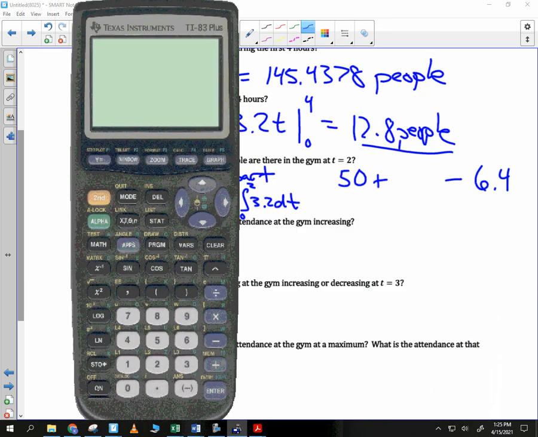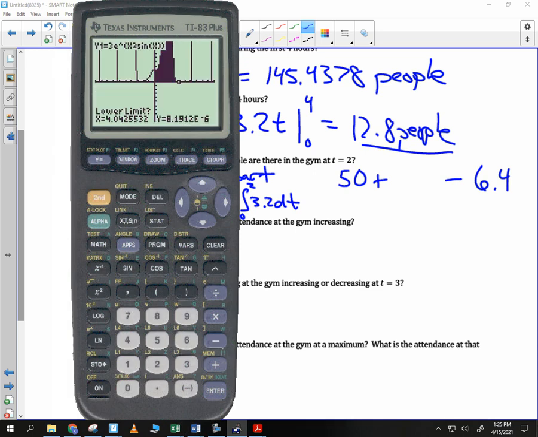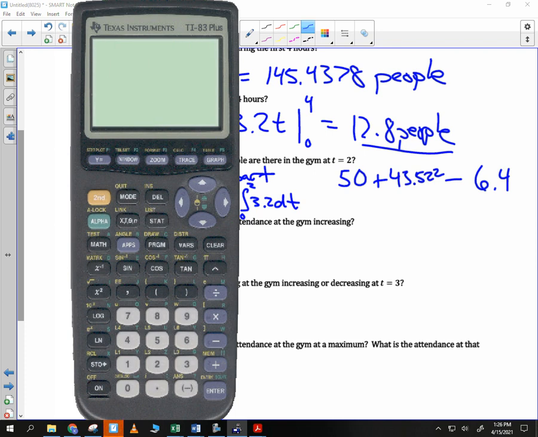So we go here. I turn it on. Go second calculate, number 7, 0 to 2. Looks like 43.5 people arrive. They'll be specific about what they want. They'll say maybe the nearest person, but in most situations, they want you to carry it out to the thousandth, 3 decimal places. So I take the 50 and I add that to the 43.522 and I subtract off 6.4. And I get 87.122 people.